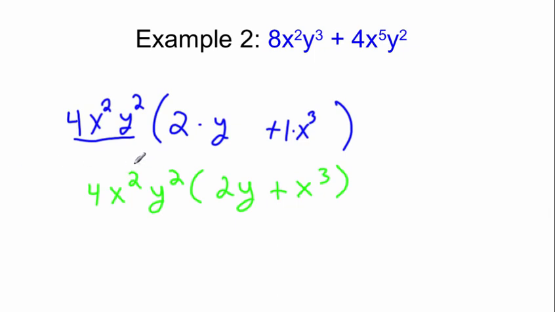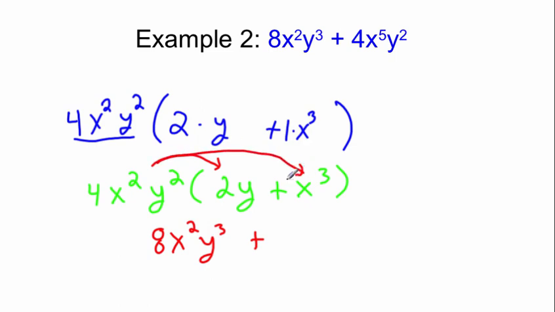If I take 4x squared times y squared and I multiply that onto 2y, that's going to give me indeed 8x squared, and then y squared times y is y cubed, and then the second half of my distribution is right over here, and that's going to give me indeed also 4, and then x to the 5th, and finally y squared.